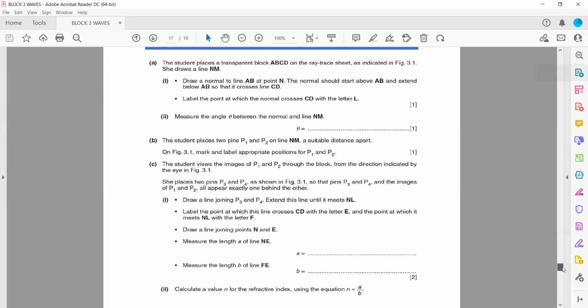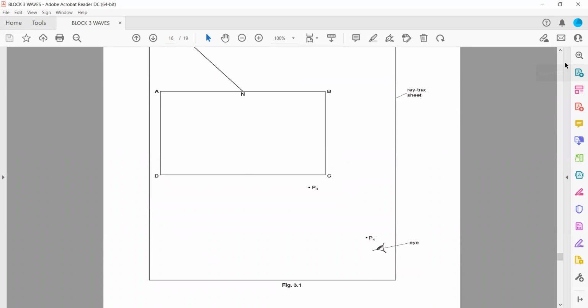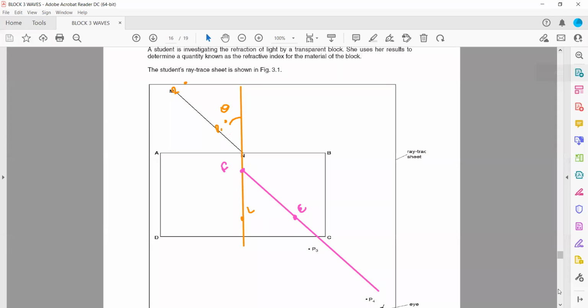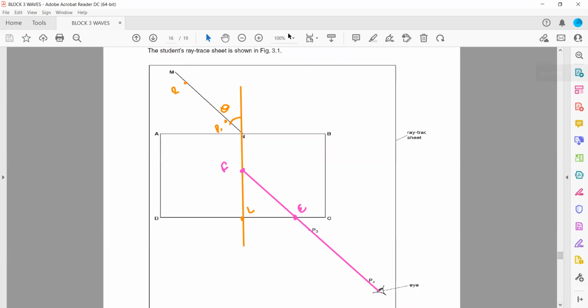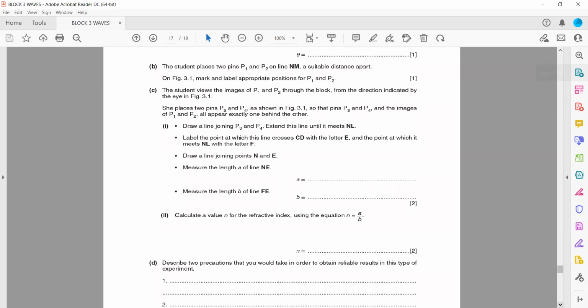Then you have to measure the distances NE and FE. So in this whole figure, we have to measure the distance NE, the distance between N and E. We don't have to draw a line. If you draw a line, it's okay. If you don't draw a line, that is also okay. So we have to measure this distance and FE. So one length is known as A, another one is B, and then A divided by B, you will get the value of refractive index.